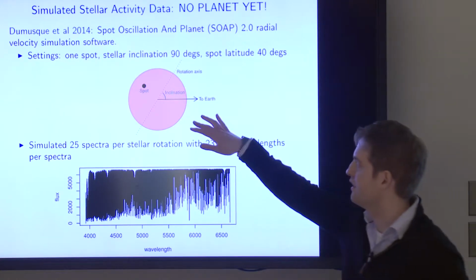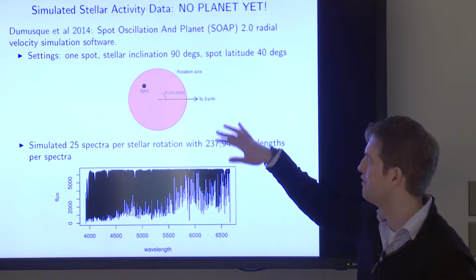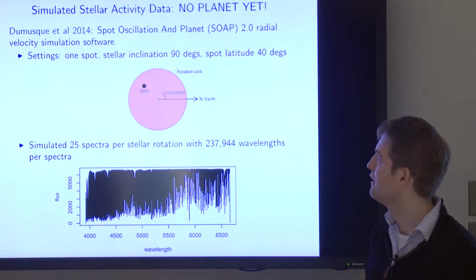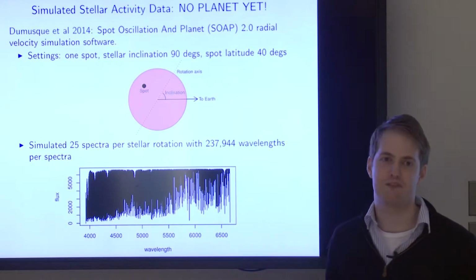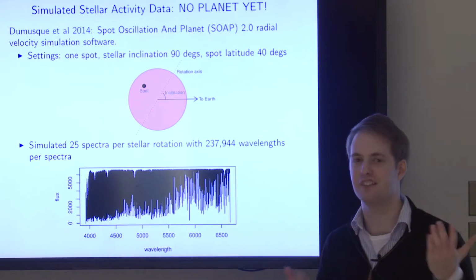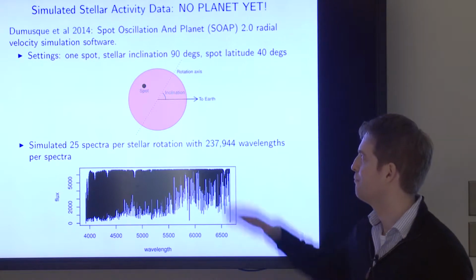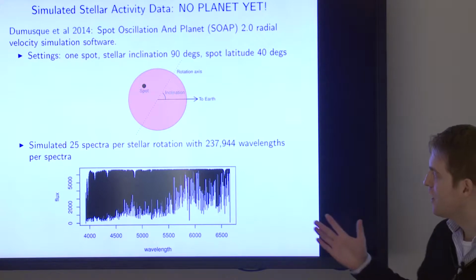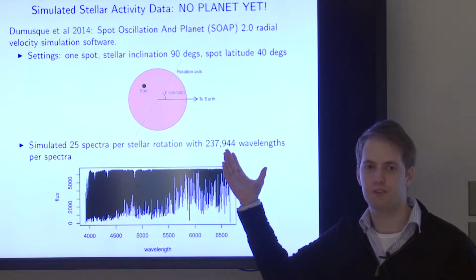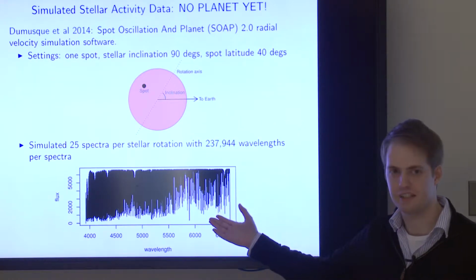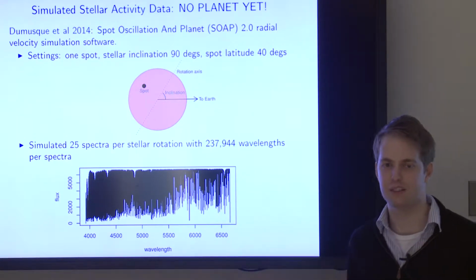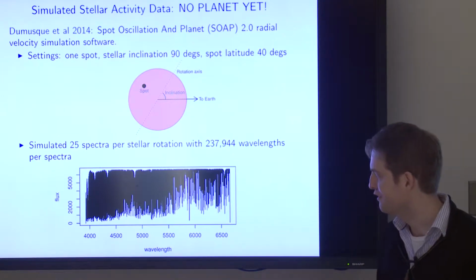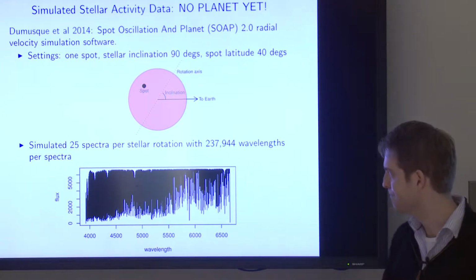And we're just going to consider the simple case like Rajpool et al. did in their paper. We're just going to have one spot on the star, and there are some parameters we have to set, like the inclination of the star relative to the Earth and the position of the spot on the star. But we're just going to fix those for now. And then, as I said, we're going to observe the star at different time points. And every time we observe the star, we're going to see a spectrum. So lots of data. In fact, we have 237,000 wavelengths of light in the spectrum.